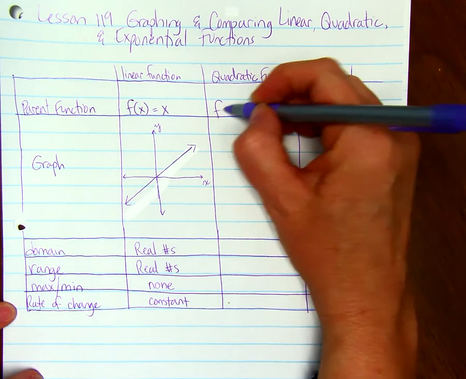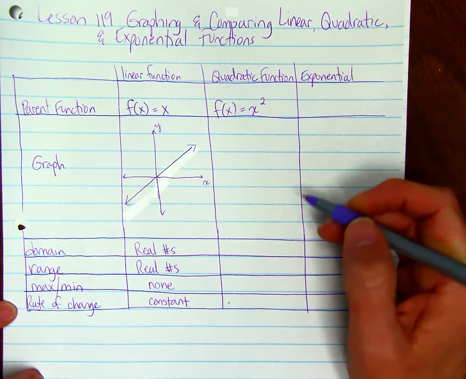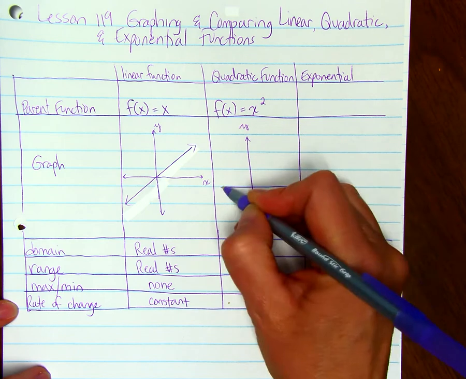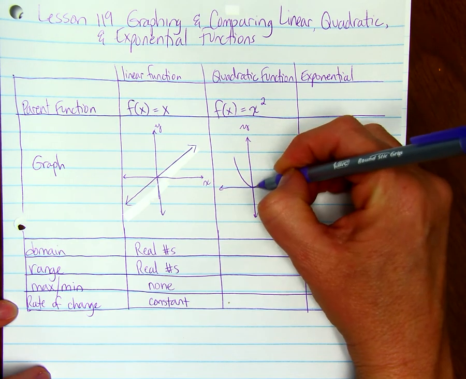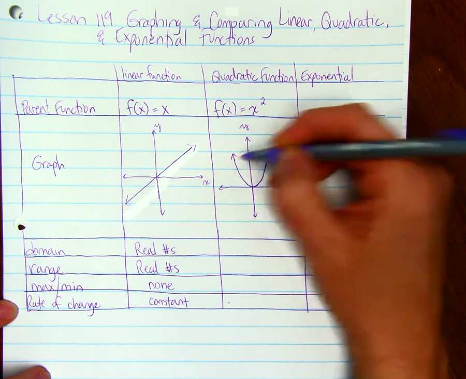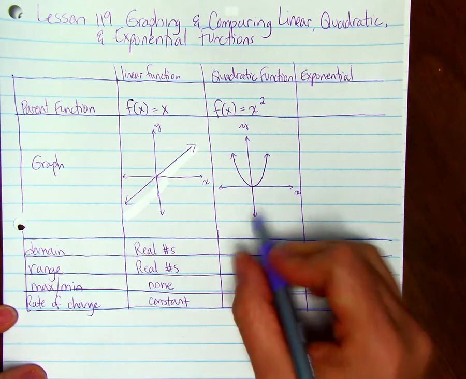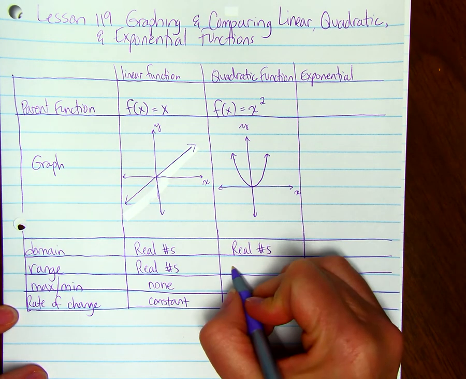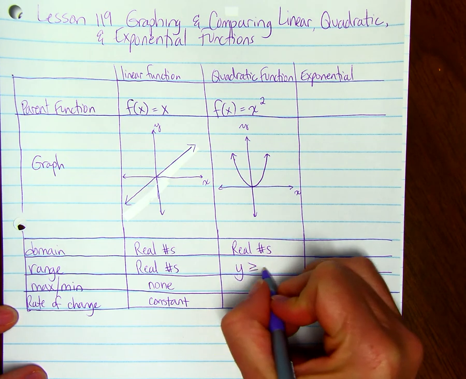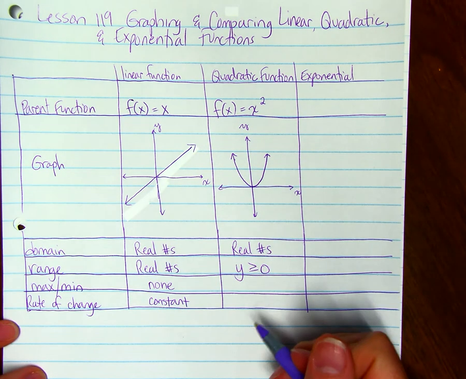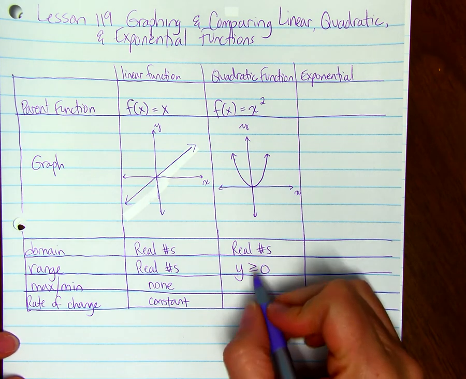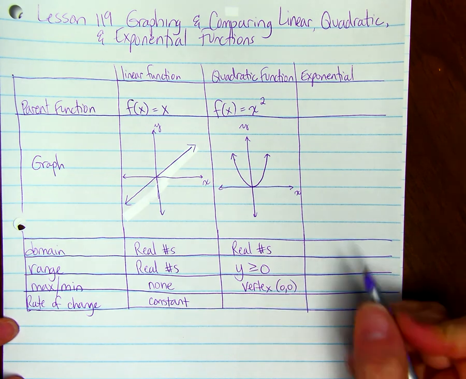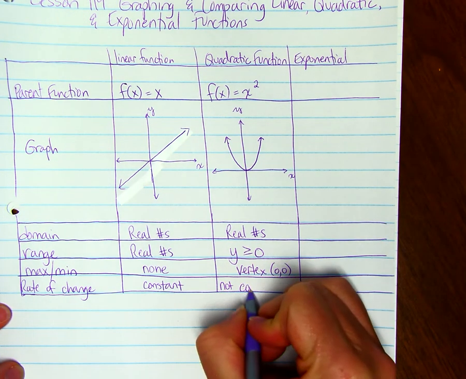For a quadratic function, the parent function is f of x equals x squared. And for the parent function on the xy axis, it sits on the origin, and it looks like the letter U. The domain is all real numbers. The range is only y is greater than or equal to 0. So y is greater than or equal to 0. The minimum is going to be the vertex, in this case 0, 0. And the rate of change is not constant.